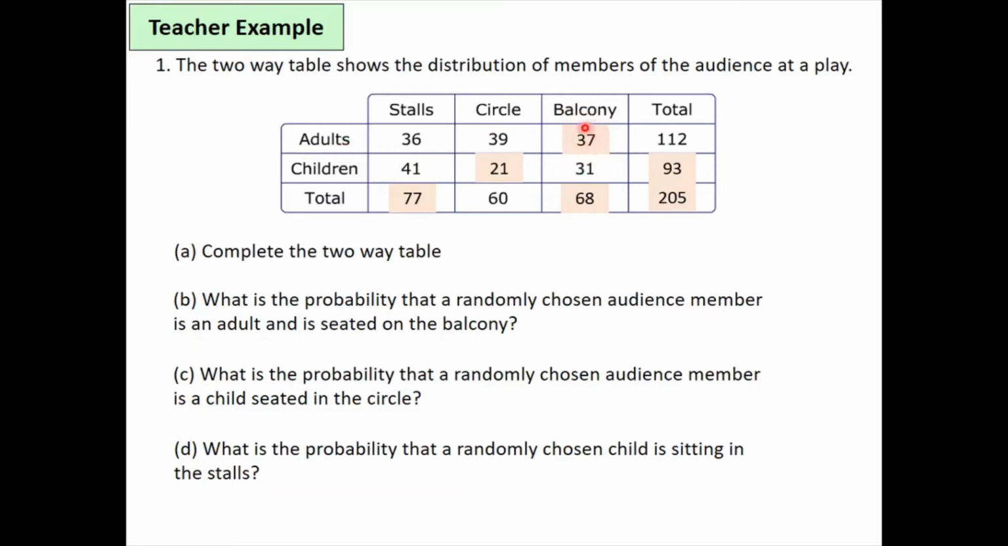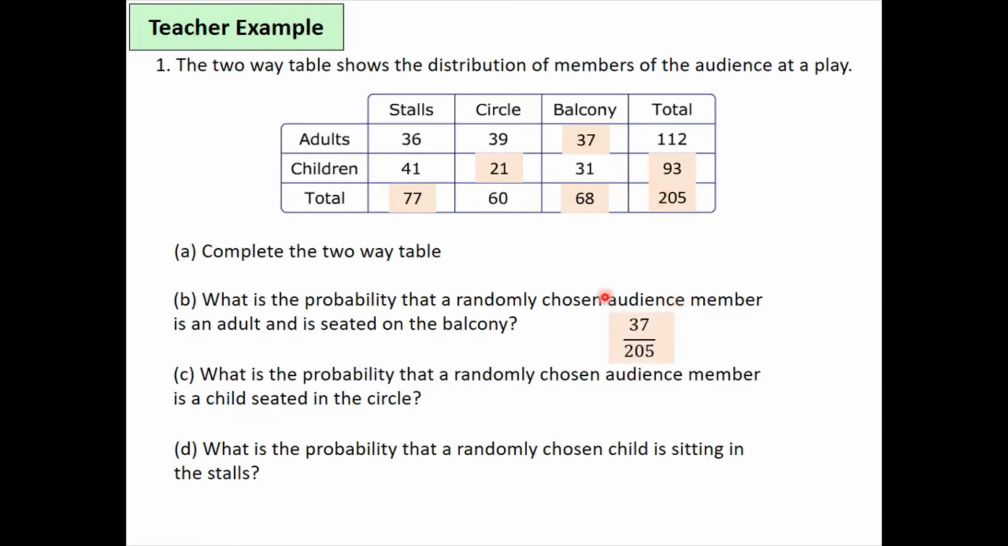And it's 37 out of, and this is the bit I was talking about earlier, being clear on what the denominator is. Did I choose somebody randomly? Did I choose somebody who was an adult? Did I choose somebody who was sitting on the balcony? Well, it says, what is the probability a randomly chosen audience member? So it could have been any of the 205. So the answer to part B is 37 out of 205.